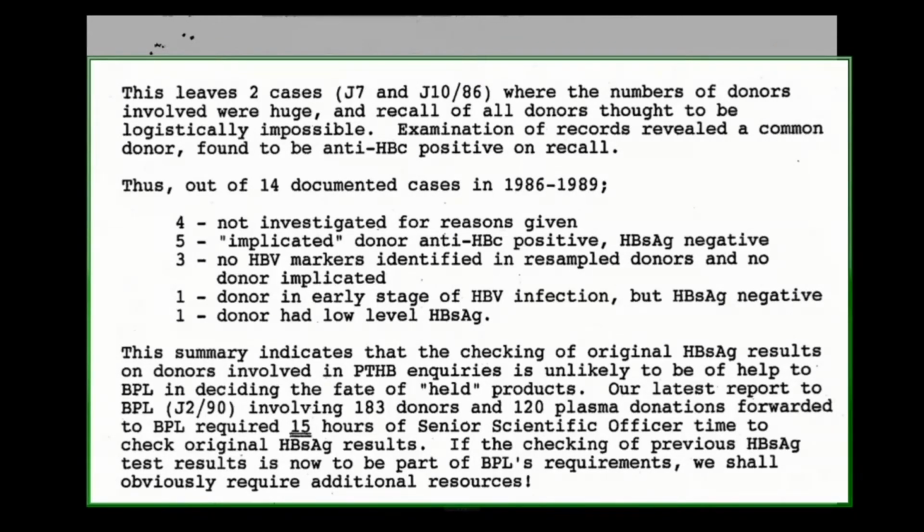So again, what we see in this report, which was the survey of a period of 1985 to 1989, are issues arising in relation to tracing donors and, at the end, concerns about resources and the work required to be able to do this sort of work.